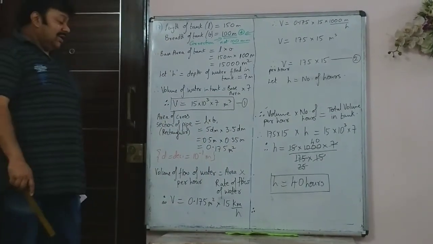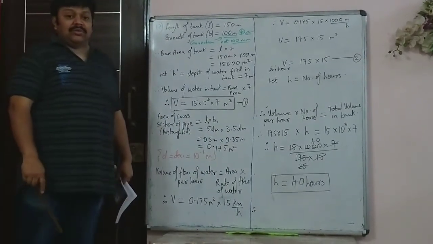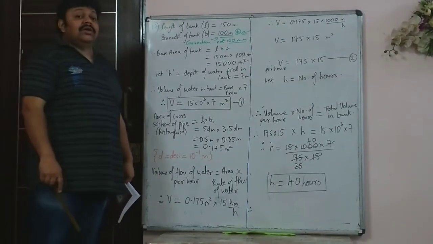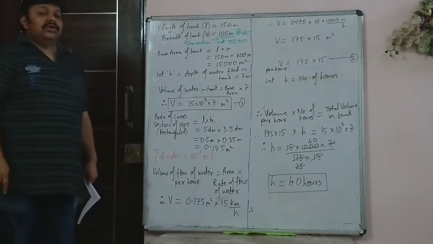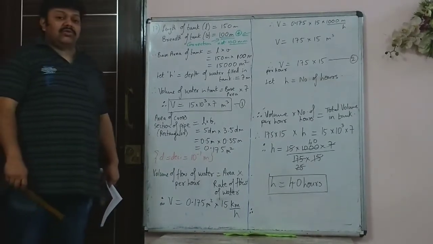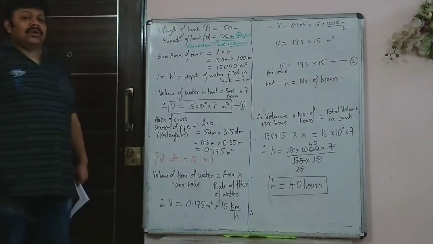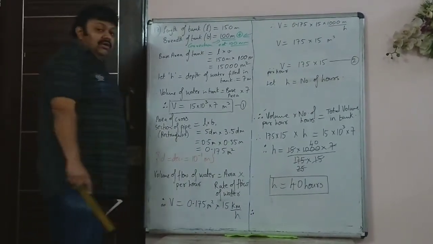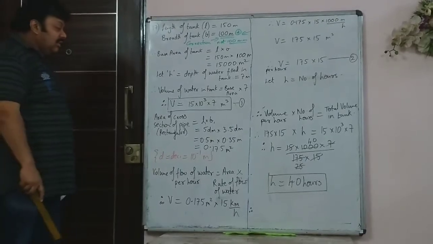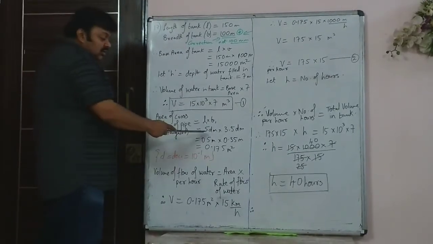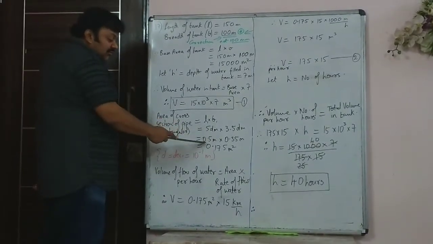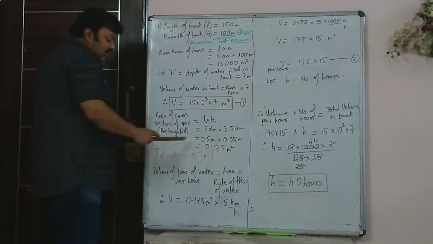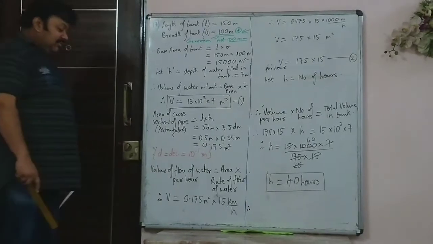3.5 decimeter. Now decimeter, in the physics measurements chapter first we had learned standard prefixes. Deci is 10 raised to minus 1 meter. Centi is 10 raised to minus 2. Milli is 10 raised to minus 3. So small d stands for deci, that is 1/10 of a meter or 10 raised to minus 1. So this means this is 0.5 meter into 0.35 meter. That's the area of cross section of the pipe.